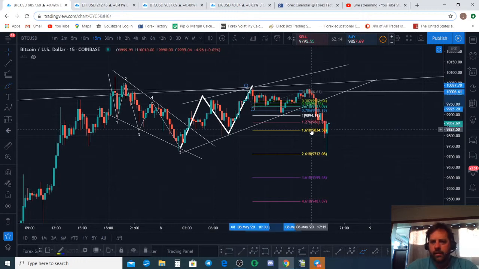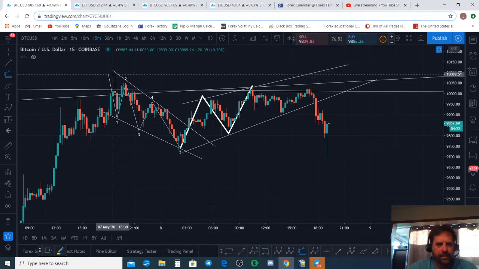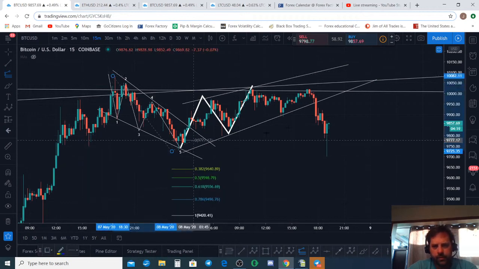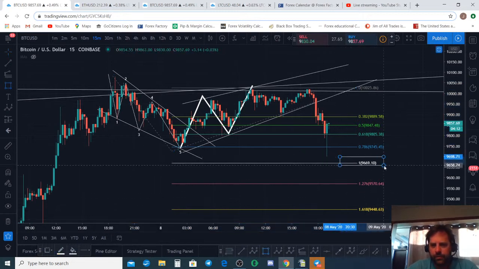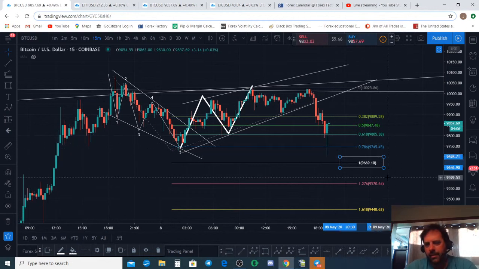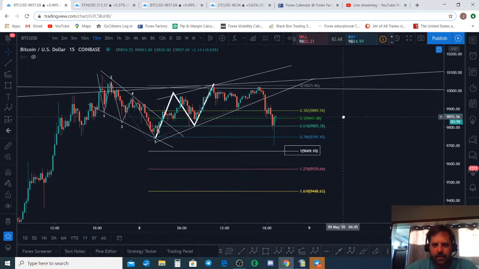So let's see here. The 1-to-1 extension of the entire move is right here. We did not hit it. We wicked close to it, but front ran it, and then it just wicked through the 786. So I don't know if we're going to get another hit down here to the 1-to-1 or the 127 or even the 1618. Not certain about that, but right here we'd be looking for another 3-wave move.